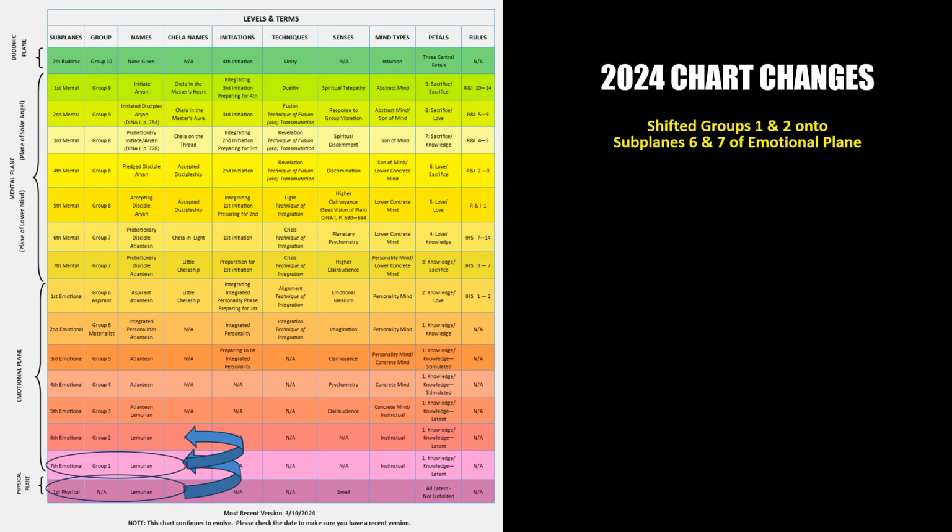There are 7 subplanes on each plane. 1, 2, 3, well, let me get my little highlighter here. 1, 2, 3, 4, 5, 6, 7. On the mental plane, 1, 2, 3, 4, 5, 6, 7. This would be the first on the physical plane. There would be 2, 3, 4, 5, 6, 7. This is the seventh on the Buddhic plane. If we went up, there would be 6, 5, 4, 3, 2, 1. So there are 7 subplanes on each of the major planes here.